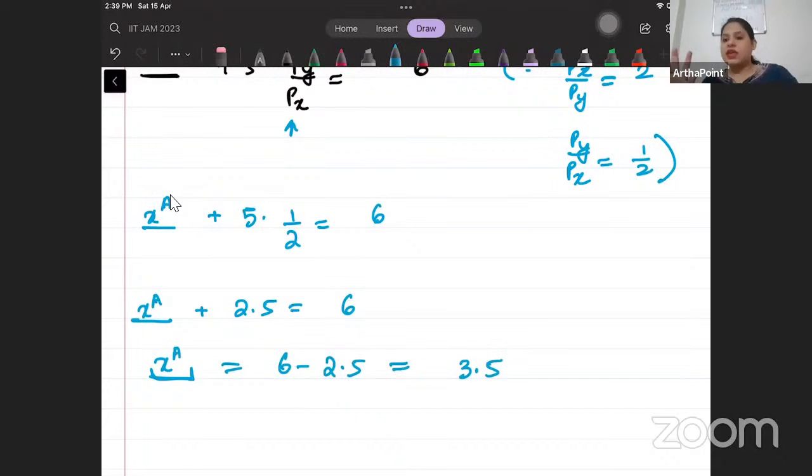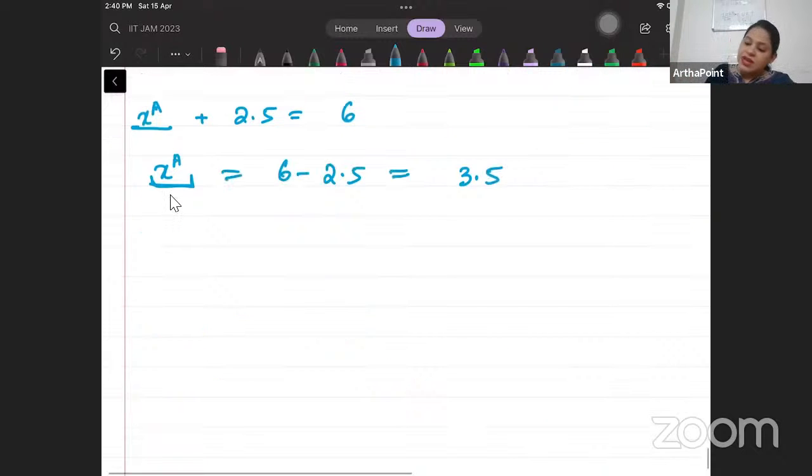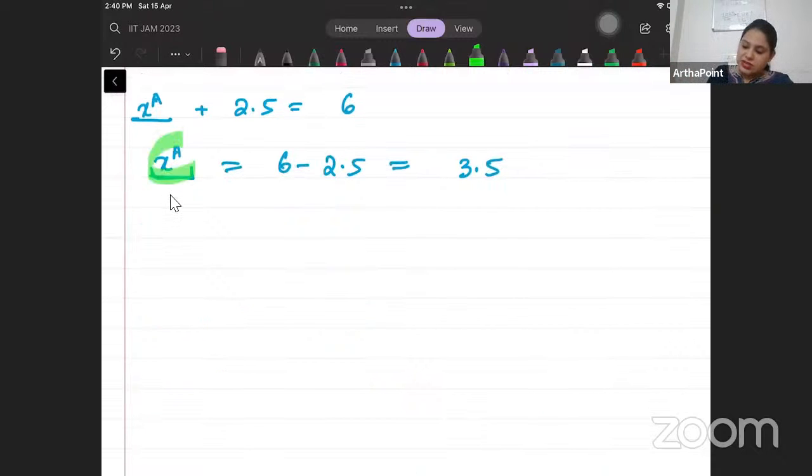Now listen to me very carefully. Look, with one question the entire general equilibrium is revised. We have done the entire general equilibrium. We don't have to do anything else in this chapter after this. Listen to me. I am getting that the amount of good X that A consumes is 3.5, right?